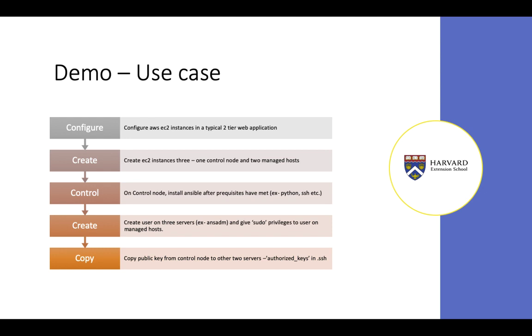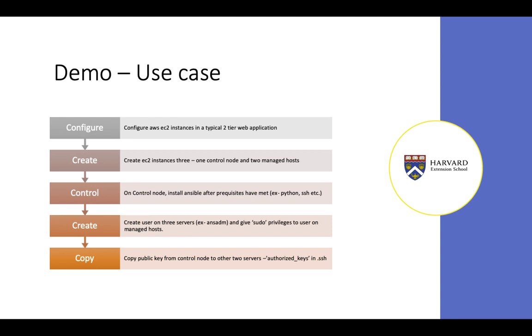Now, in the demo, we are going to see a simple use case where, for example, 3 instances have been created in AWS. In these 3 EC2 instances, one of them is acting as a control node and the remaining 2 are managed hosts. On the control node, that is where I'm running my Ansible and Ansible commands. And of course, before installing Ansible, I need to make sure it has proper Python and other packages and so on.